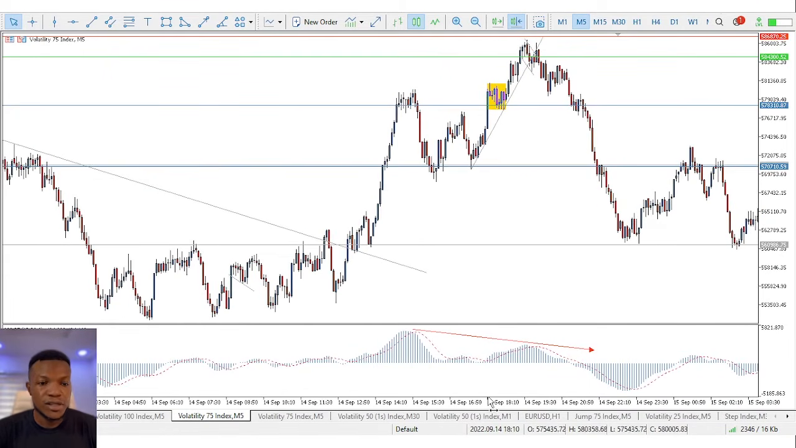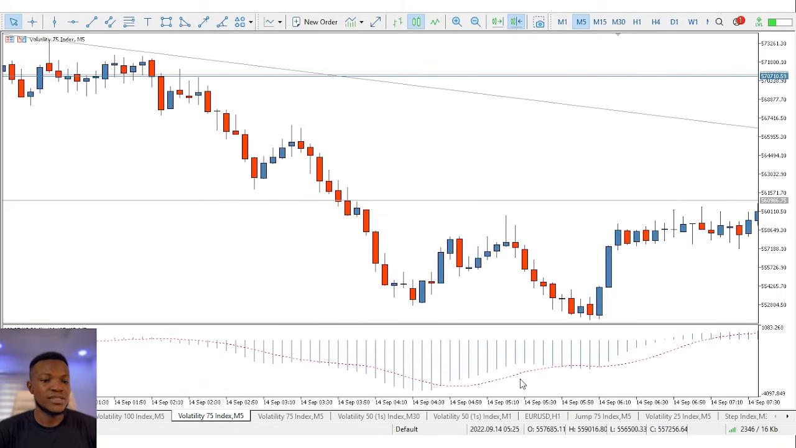So I went further into the chart and I implemented one of my strategies called the breakout strategy.